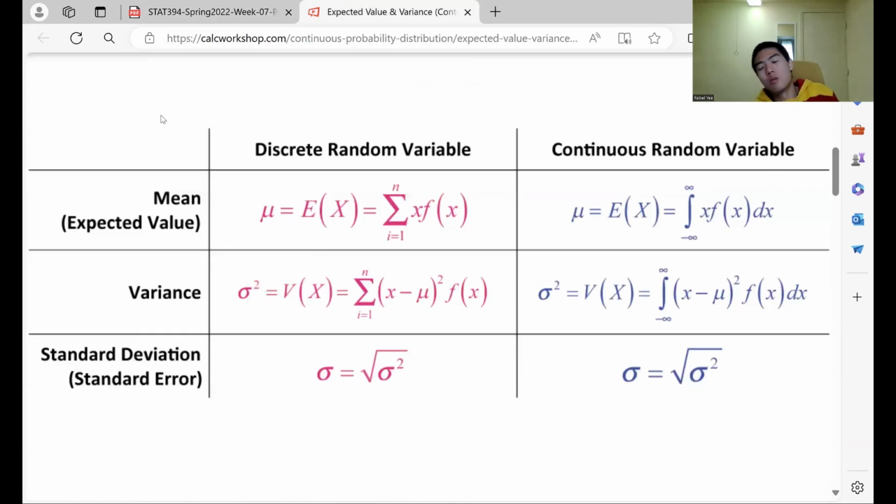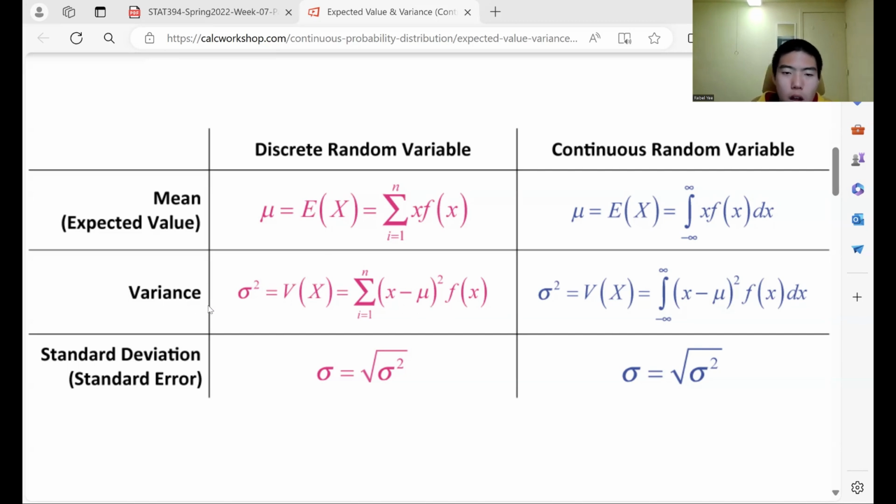So we can make a summary of what we found before. For a discrete variable, to compute the mean or expected value, we use this form. The f(x) here is the PMF. And for variance, we can compute it as the expected value of x squared minus the expected value of x, squared. That's the traditional way to compute it, but we can also compute the variance in this way.